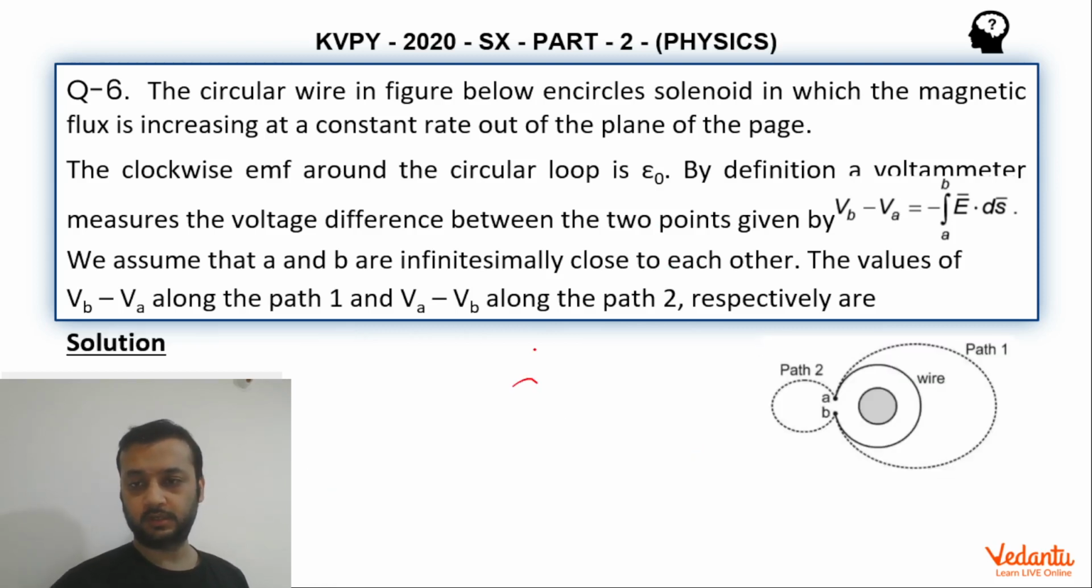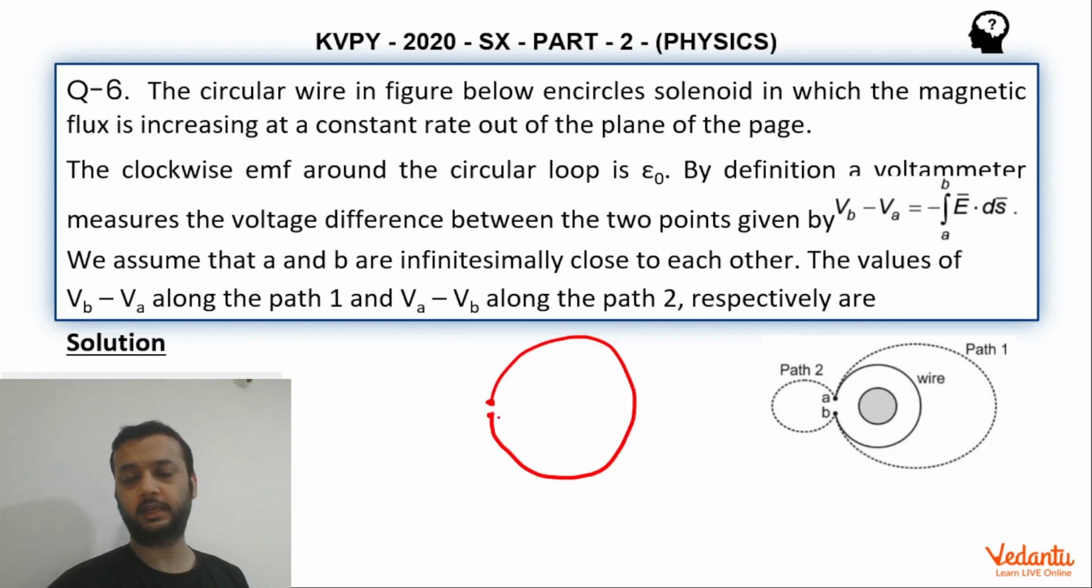So if you want to see the scenario, this type of thing is happening. These two points are very close to each other, right? And so we can almost consider them as a full circle.